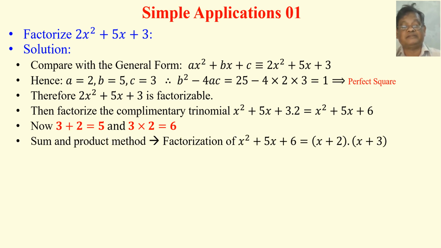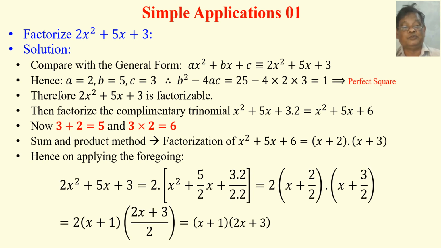Using the sum and product method, factorization of x squared plus 5x plus 6 gives x plus 2 into x plus 3. Hence, applying the foregoing, 2x squared plus 5x plus 3 is equal to 2 into x squared plus 5 by 2 x plus 3 into 2 divided by 2 into 2, and that is equal to twice. One factor is x plus 2 divided by 2, the other factor is x plus 3 by 2. Upon simplification, we get the factors x plus 1 into 2x plus 3.